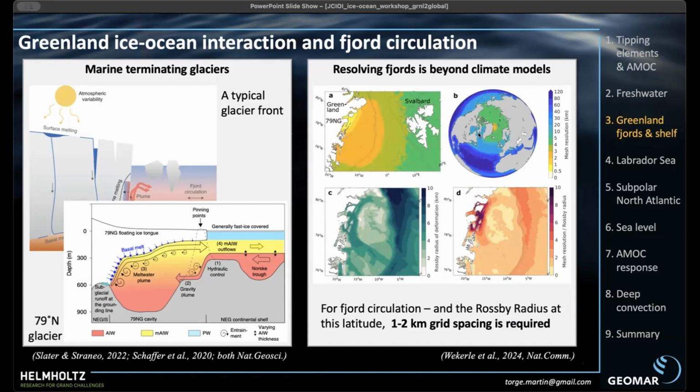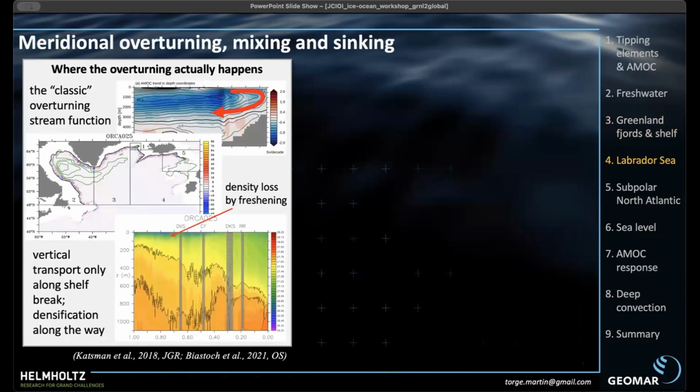But of course, there are many more fjords around Greenland, and there are many more systems that would require this kind of high resolution, and that up to now basically forbids to run this on a global scale, really. And I will come in the next slides to why we also need high resolution south of Greenland. And this is because of where and how the North Atlantic deep water is actually formed, where the overturning, I'm coming back to the AMOC here, where the overturning is happening.